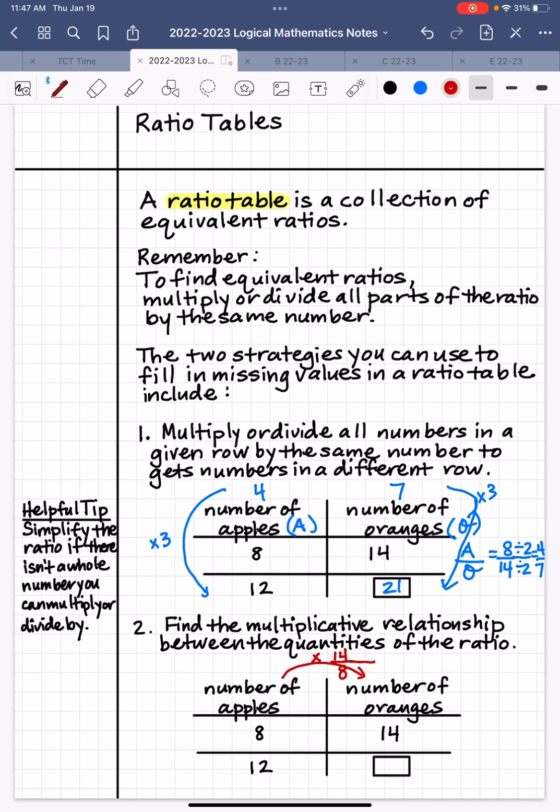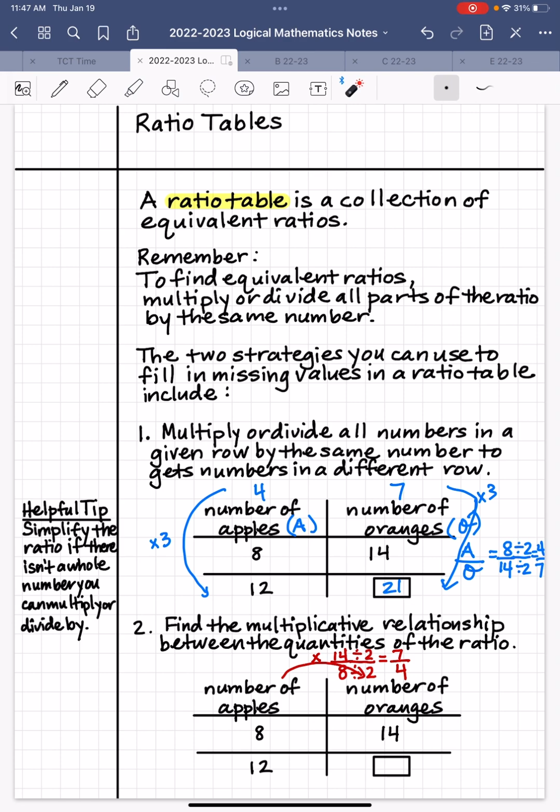Is there a simplified version of that fraction that I'm multiplying by, 14/8? Yes. Do I have to simplify it? No, but it'll save you time so you don't have to do double-digit multiplication work, okay? So the number that can divide 14 and 8 is 2. So we get 7/4.